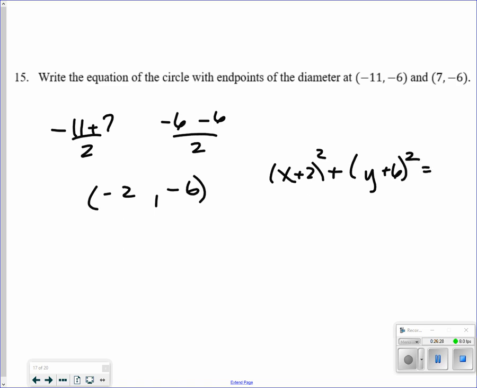This one's an interesting one because you're going straight across. If you actually made a sketch of this, you're talking about -2, -6, -11, -6, and 7, -6. So that actually makes it easier. I don't even need the distance formula to know that this is 9. And so r squared is 81. If you did actually do the distance formula, you would get the same thing. So from the center to one of the endpoints would be a distance of 9.